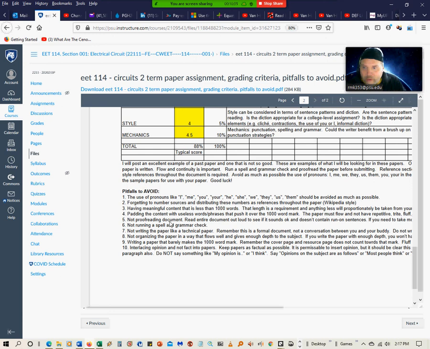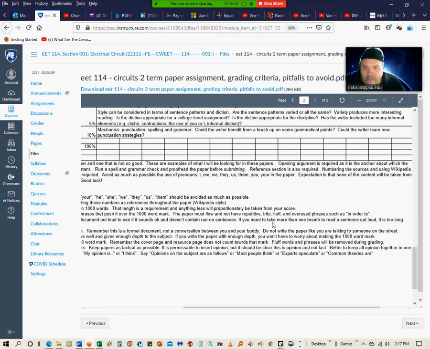Avoid not proofreading the document. Read the entire document out loud to see if it sounds okay and doesn't contain run-on sentences. Usually, if you need to take more than one breath to read a sentence out loud, it's too long.